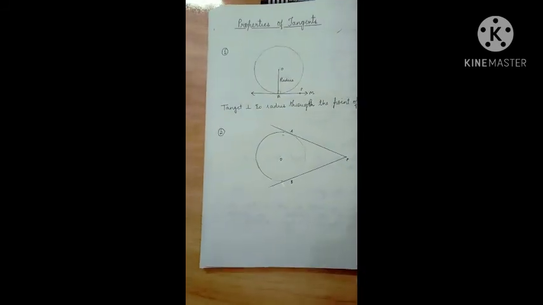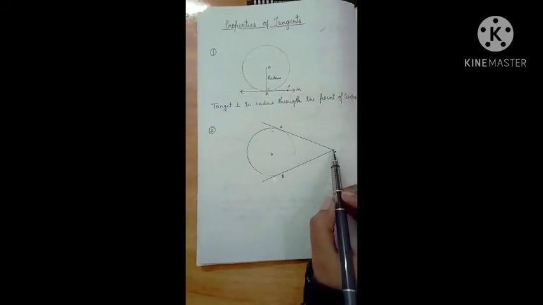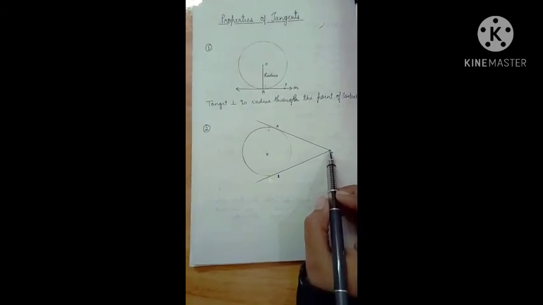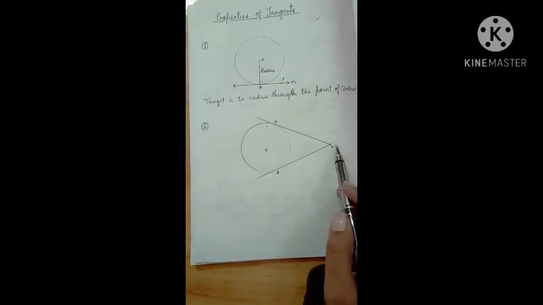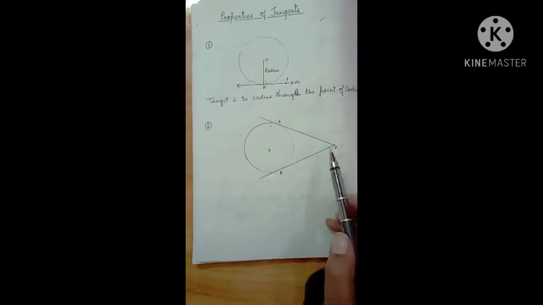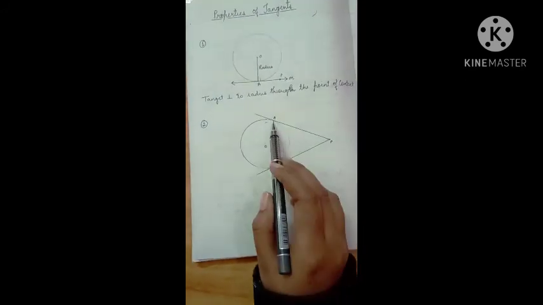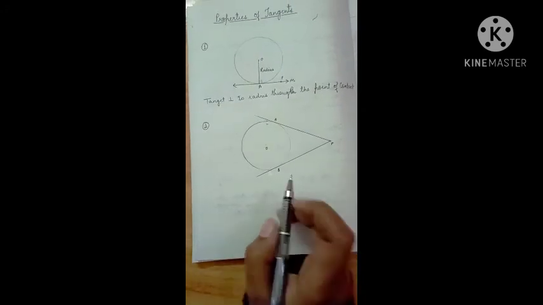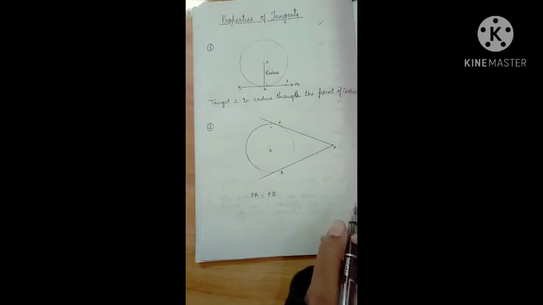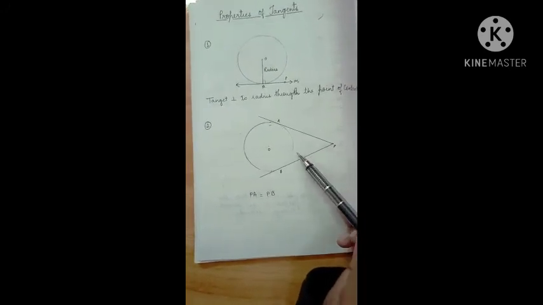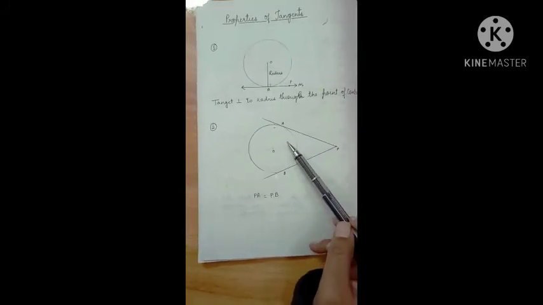The second property is, suppose this is a point exterior to the circle, and from this point we draw two tangents, then the lengths of the two tangents are equal. PA is equal to PB. Okay, so this is the second property.